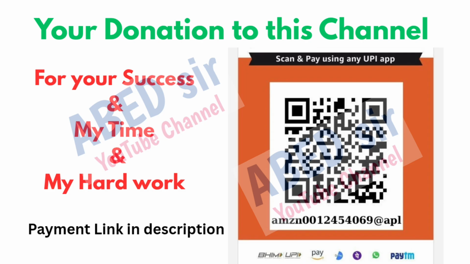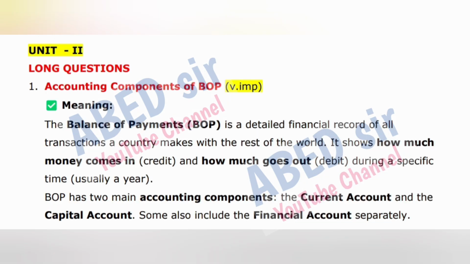Next, Unit 2. Long questions. First important long question is: accounting components of BOP. Meaning: the balance of payments, BOP, is a detailed financial record of all transactions a country makes with the rest of the world. It shows how much money comes in, credit, and how much goes out, debit, during a specific time, usually a year. BOP has two main accounting components: the current account and the capital account. Some also include the financial account separately.